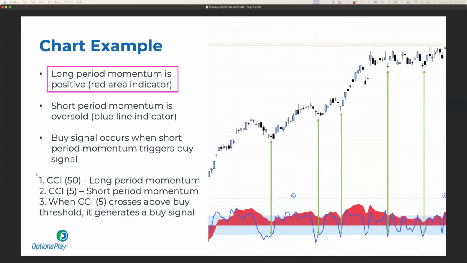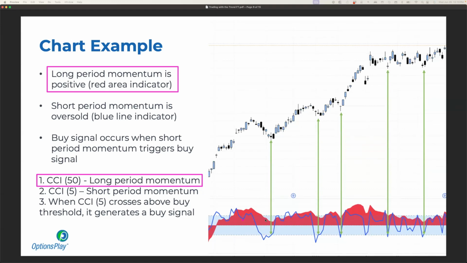And for the long momentum indicator, what I use is a commodity channel index, sometimes referred to as a CCI. That is a long period momentum. I use a 50 period CCI. The default CCI indicator uses 14 periods. What I'm going to use is 50 periods. I'm basically looking back much longer to identify my overall primary trend.